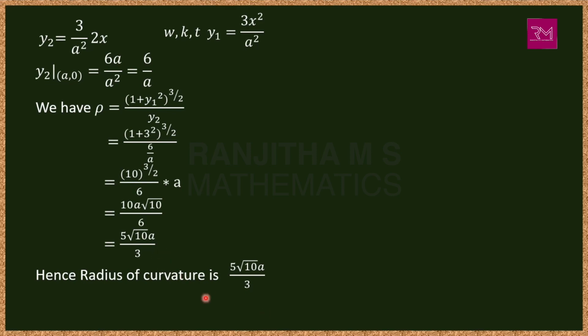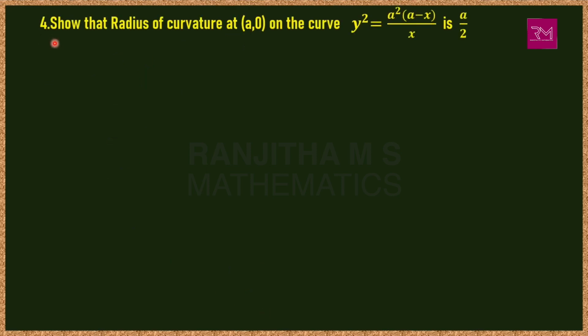This completes the problem. We shall move on to another problem. Show that the radius of curvature at the point (a, 0) on the curve y² = a²(a − x)/x is a/2. Here they have mentioned the radius of curvature value is a/2. We have to show that the radius of curvature at the point (a, 0) is a/2.